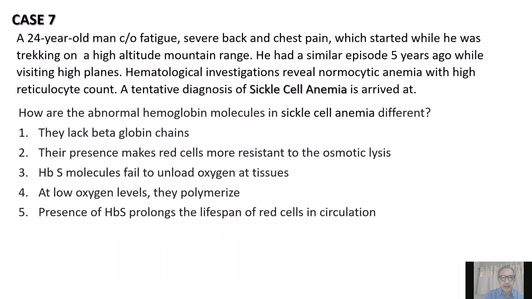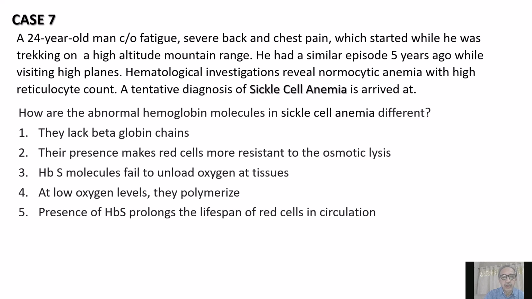Case 7. A 24-year-old man has fatigue, severe back and chest pain. It started when he was trekking in a high altitude mountain range. He had similar episodes 5 years back on a similar visit to high plains. Hematological investigation revealed normocytic anemia with high reticulocyte count. A tentative diagnosis of sickle cell anemia or maybe sickle cell trait is arrived at. Several options are given, and we have to pick the correct ones out of the 5.